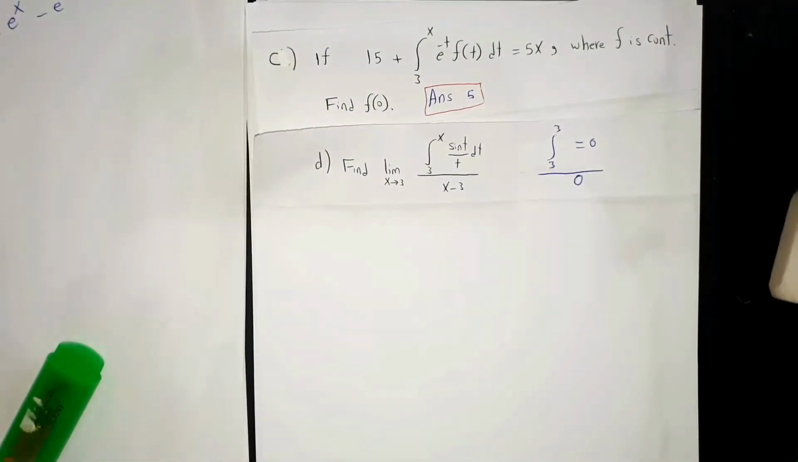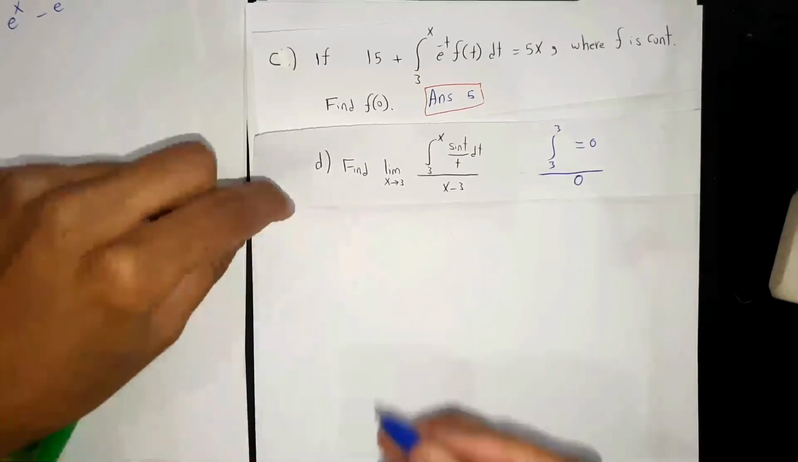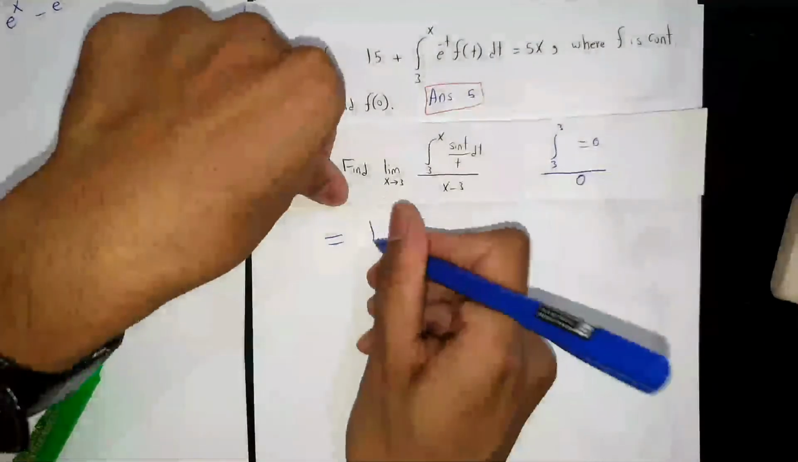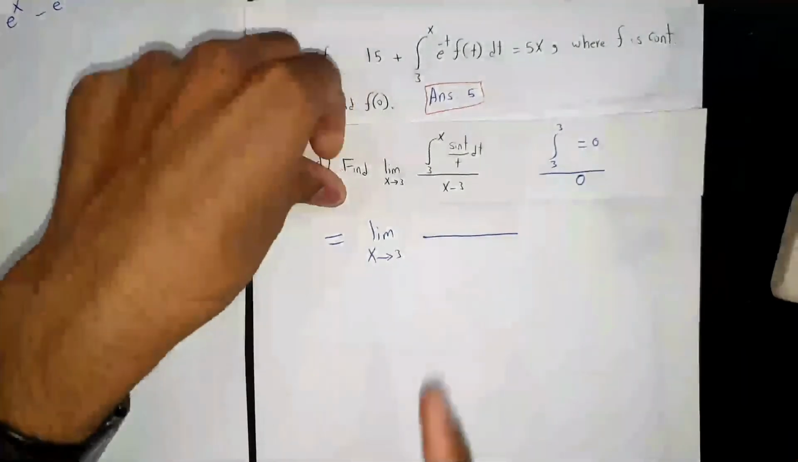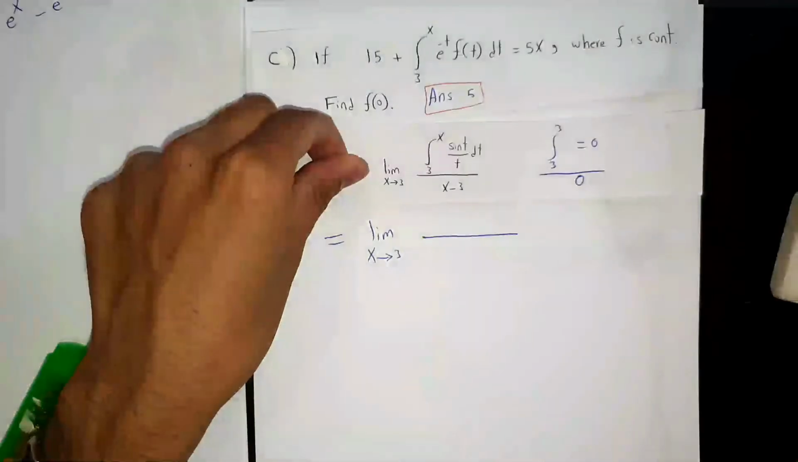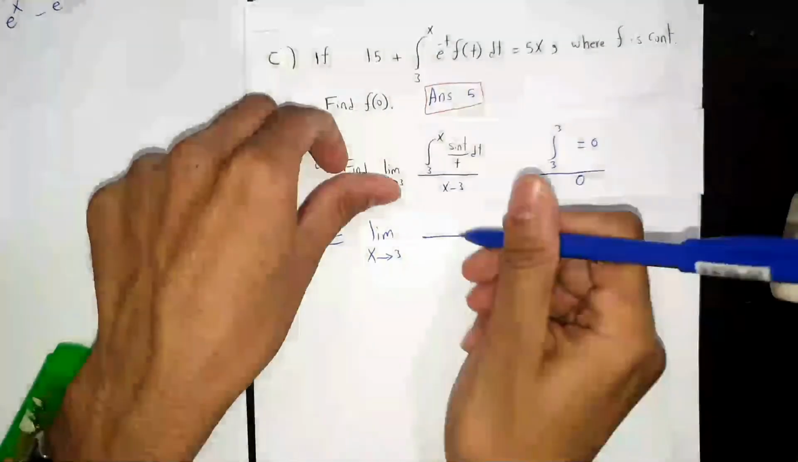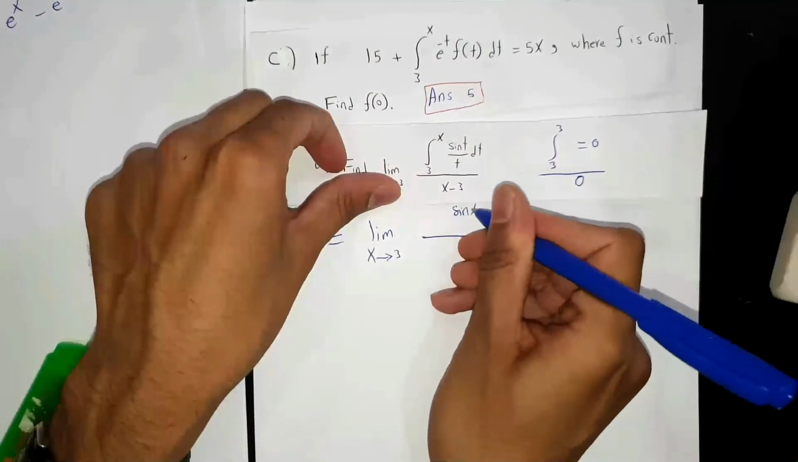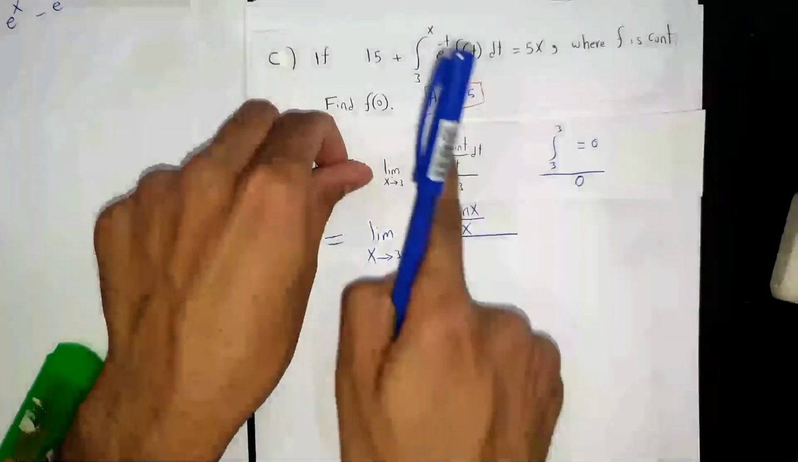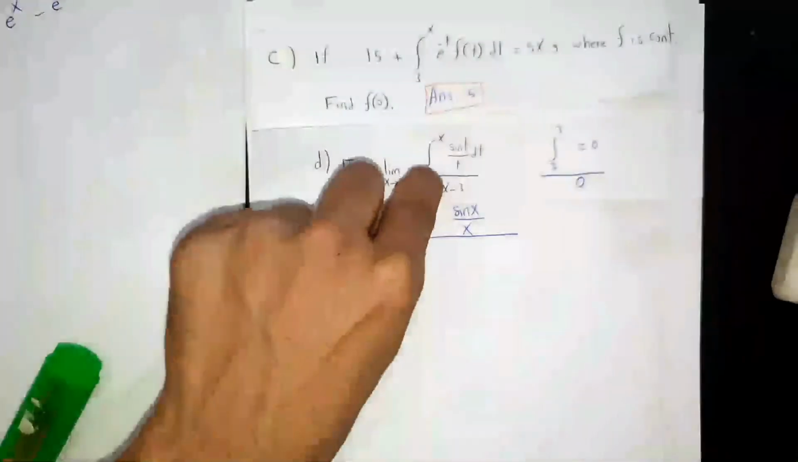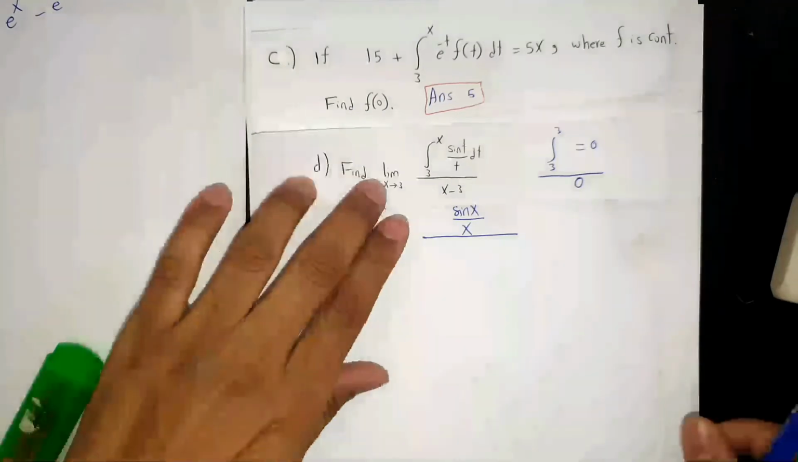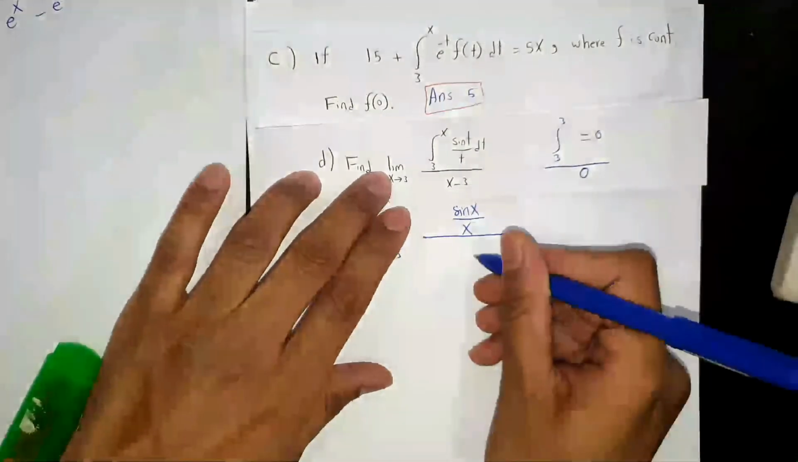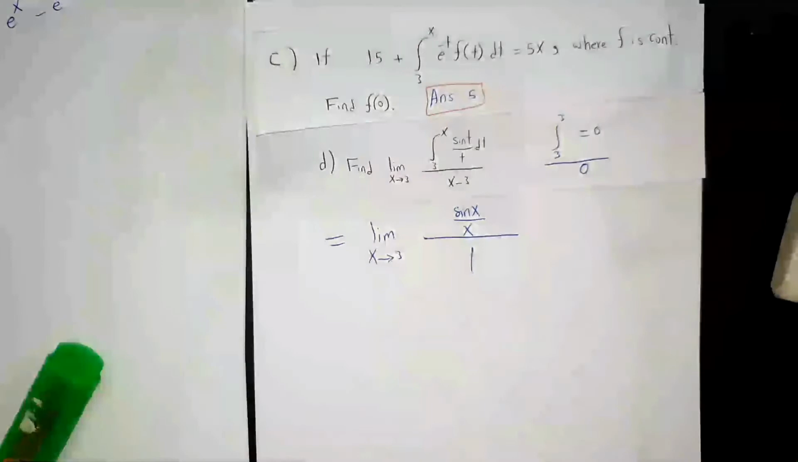Here we need to use L'Hopital's rule. So this limit will be the limit when x goes to 3. What is the derivative upstairs? We learned it today. You just substitute by x. You will get sine x over x. Differentiate x, that is 1. And ignore this number 3, because if you differentiate it, you will get 0. Now differentiate downstairs, you will get 1.